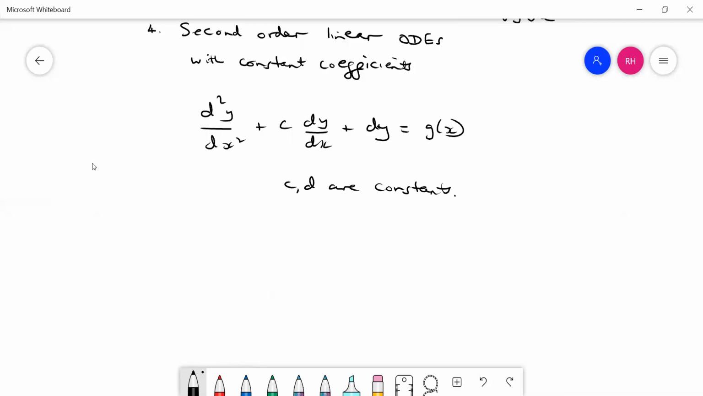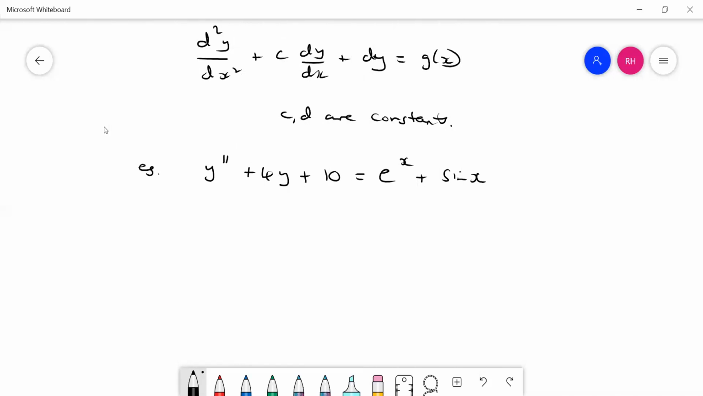So let's do an example. And here I'm just going to change to one of those other forms. Rather than write d squared y/dx squared, I'll just write y double dash plus 4y plus 10 equals e to the x plus sine x. So that would be fine. That is a second order linear ODE with constant coefficients.